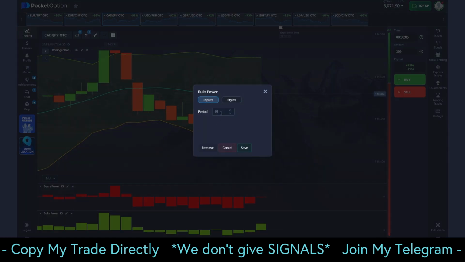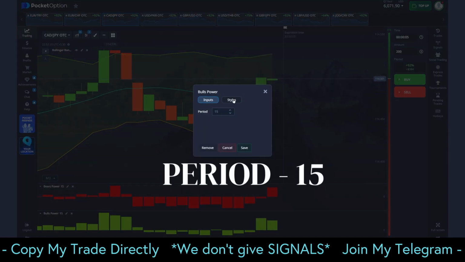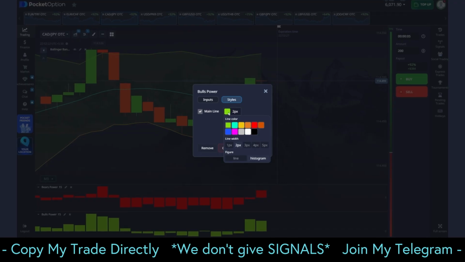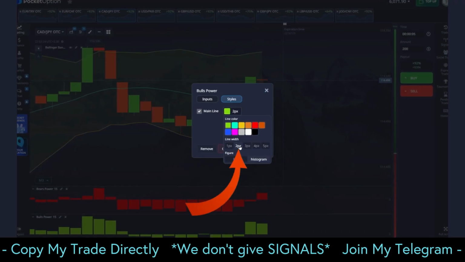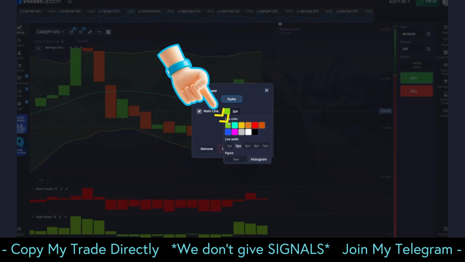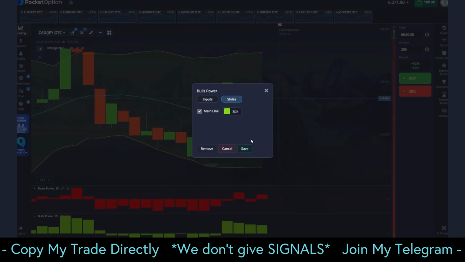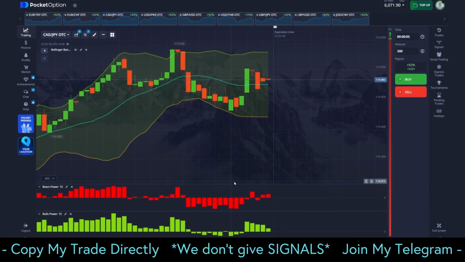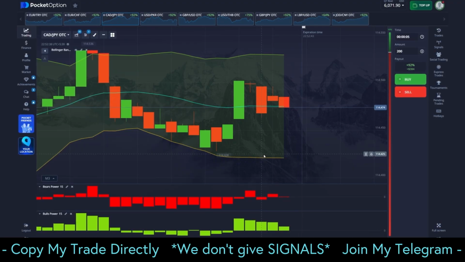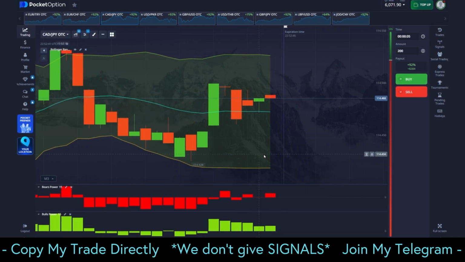I did the same with the bull's power here. The period went to 15 in the styles. Its thickness, which I made here, was 2px. Its color here was already green, and I changed it from line to histogram. After this setting, I saved it as well. Now I have told you how this setup works and how it will tell you the trend of the market.